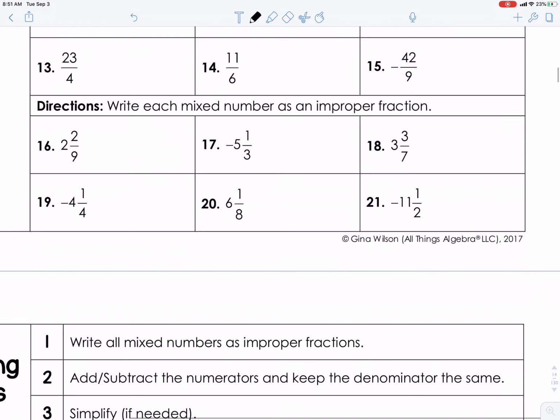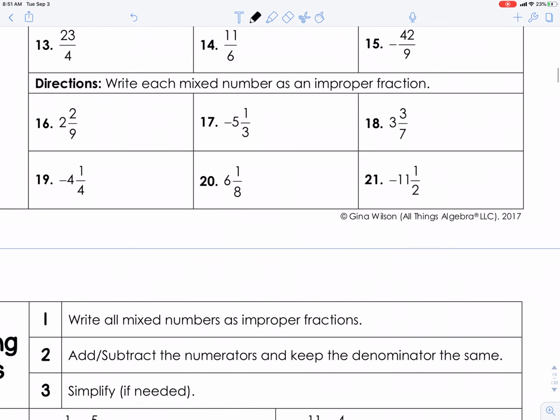Okay, write each mixed number as an improper fraction. Okay, so all I want to do is multiply and then add. So 2 times 9 is 18, plus 2 is 20, and I still have a 9 left. Okay? Same thing over here. I've got a negative, so my answer's got to be negative. 3 times 5 is 15, plus 1 is 16, so I have 16 thirds.